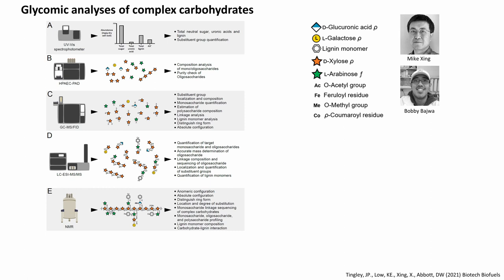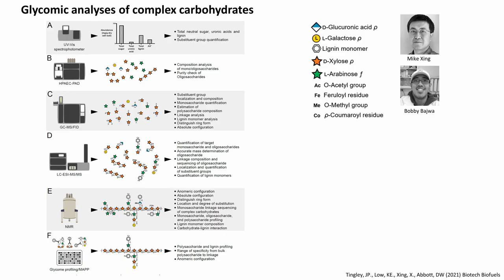The gold standard for structural determination, of course, is NMR, and this gives us absolute structural information, things like stereochemistry and monosaccharide composition. Some of the limitations here are that it's a specialized technique, we need to be able to assign peaks, and it can take quite a long period of time for new structures.